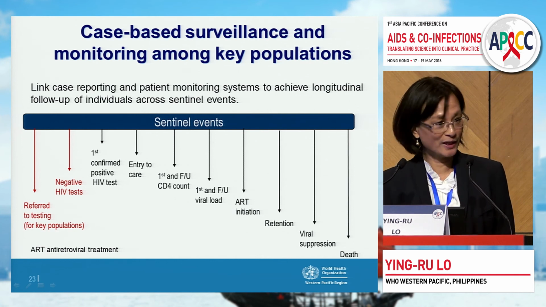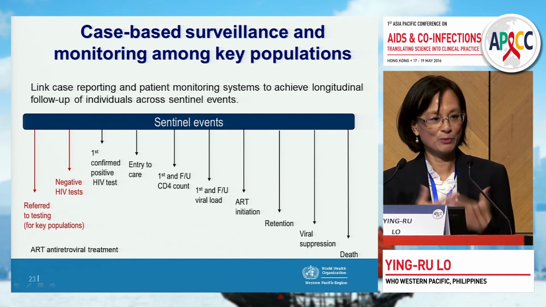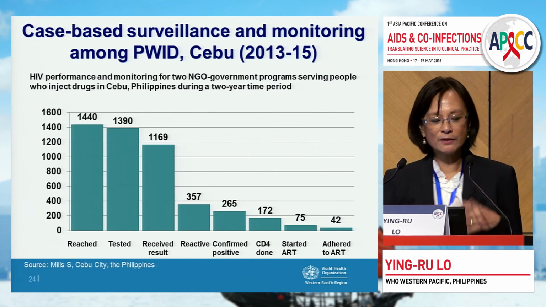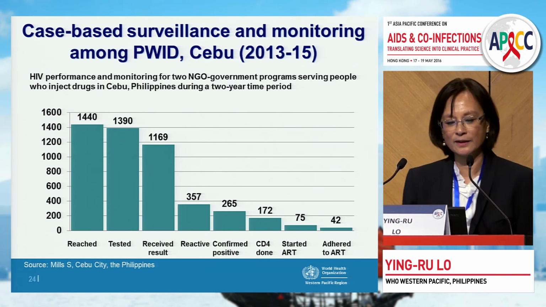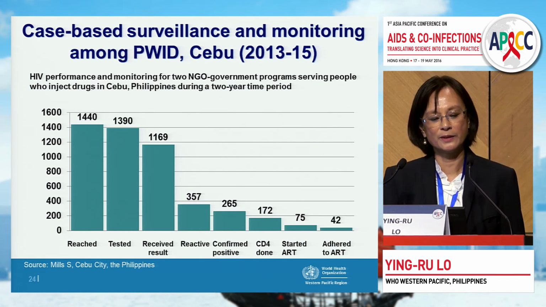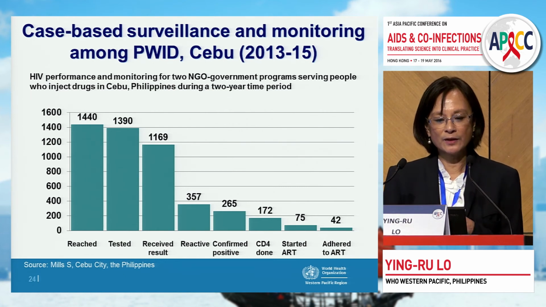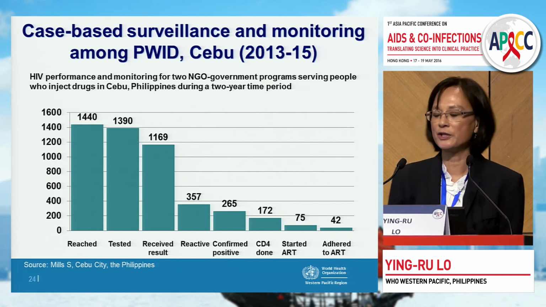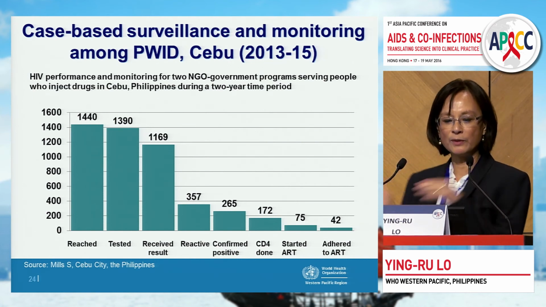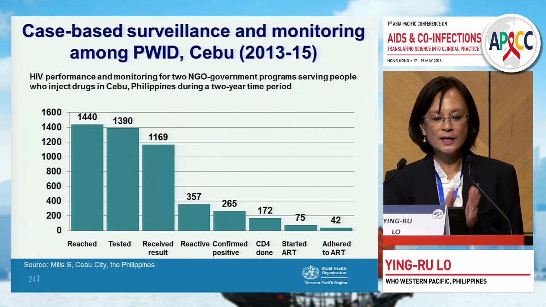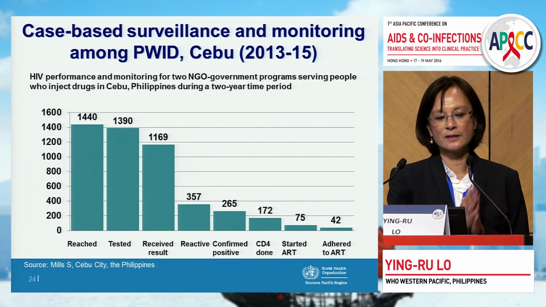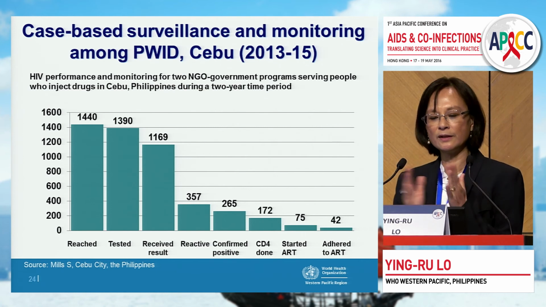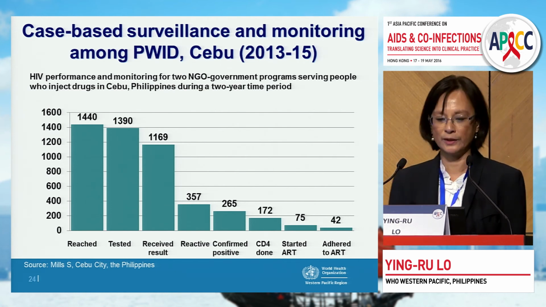it has to be a very protected system to protect the individuals who are being surveyed. But if we look at these data, generated by FHI 360, they look at HIV performance and monitoring for 2 NGO government programs serving people who inject drugs in Cebu in the Philippines. They've keyed in the data retrospectively, and you can see on the left-hand side the bar showing how many are reached and tested, received results, and it shows you how your service is doing.